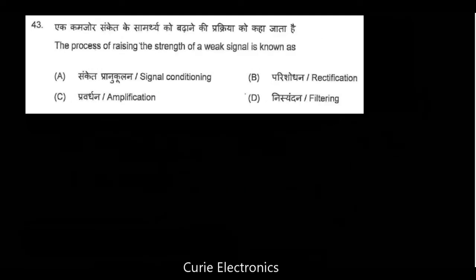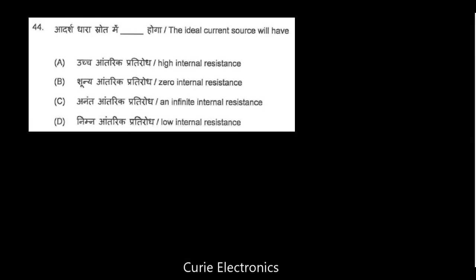Question number 43. The process of raising the strength of a weak signal is known as, all of us know, amplification. Rectification means AC to DC conversion. Signal conditioning: for an analog signal, before giving it to the microprocessor ADC, we have to do the conditioning of the signal. Filtering: power supply filtering is there, as well as signal filtering.